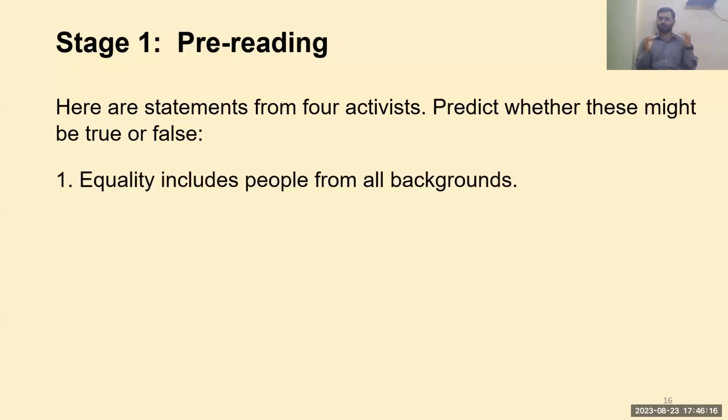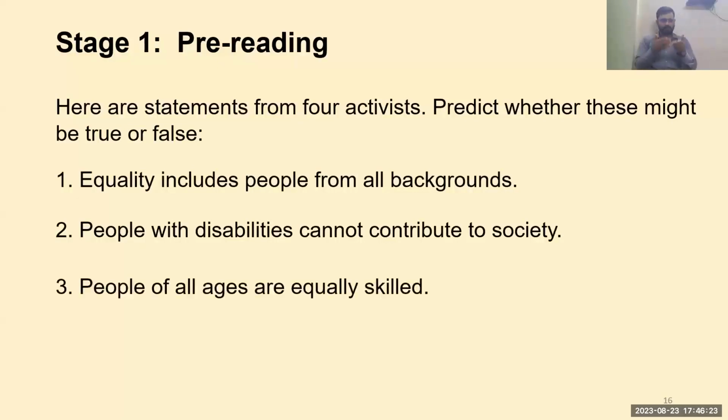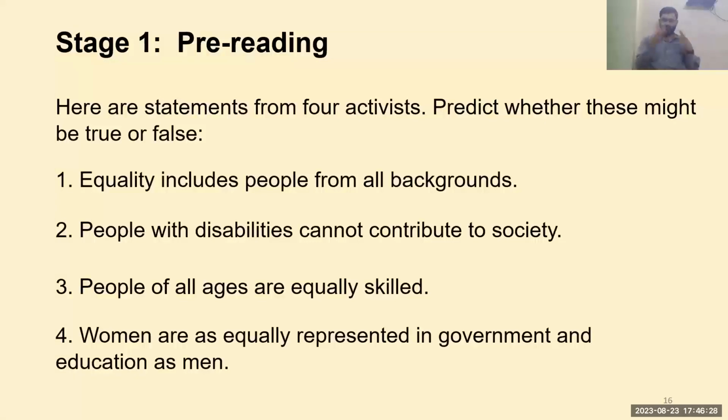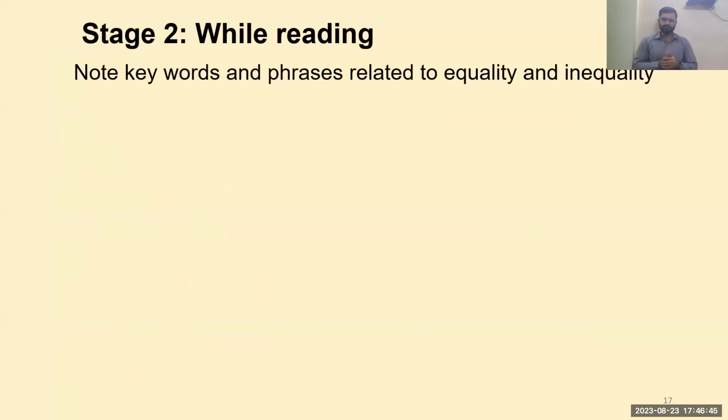Equality includes people from all backgrounds. People with disabilities cannot contribute to society. People of all ages are equally skilled. Women are as equally represented in government and education as men. So just think about whether these could be true or false. Next, we are now going into the reading activity. While you are reading, note down the key words and phrases which show you equality and inequality.